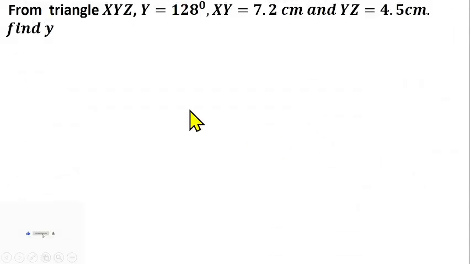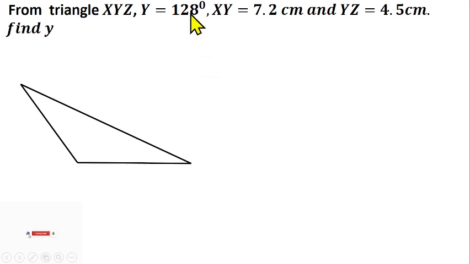Now let's see another question. From triangle XYZ, angle Y is equal to 128 degrees. Side XY is 7.2 centimeters. Side YZ is 4.5 centimeters. We have to find y.